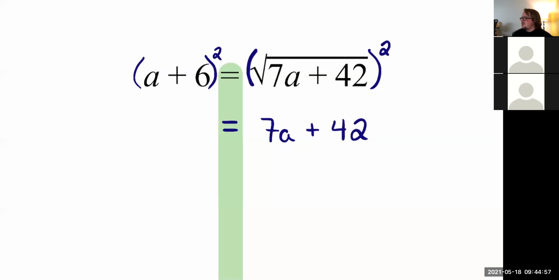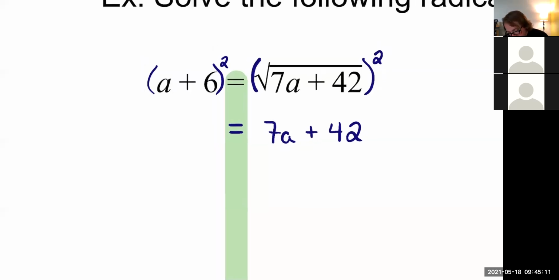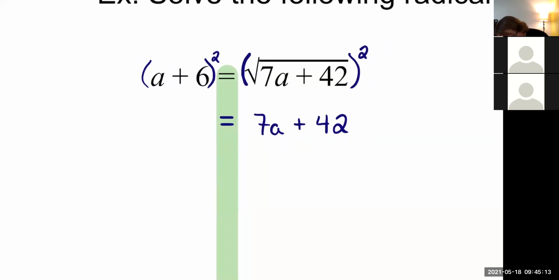What is my base here? It's not 6. It's not a. It's not 1. It's a binomial. A plus 6 is the base. So just like any other squared scenario, I'm going to have to multiply the base a plus 6 with itself twice.